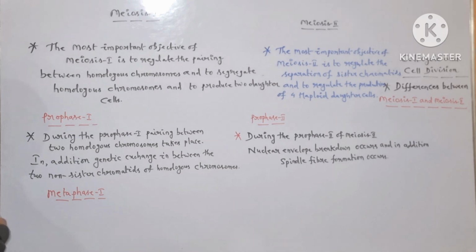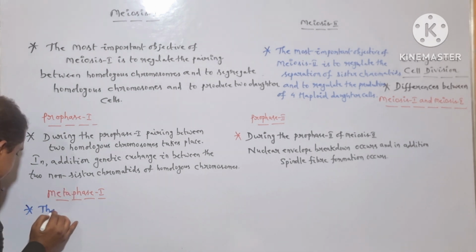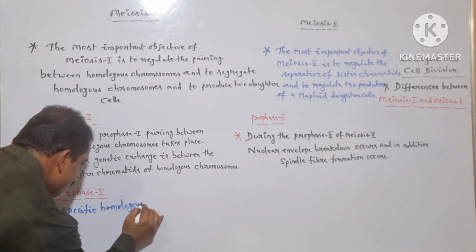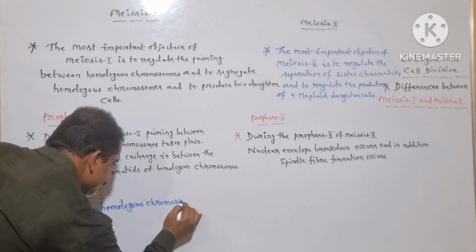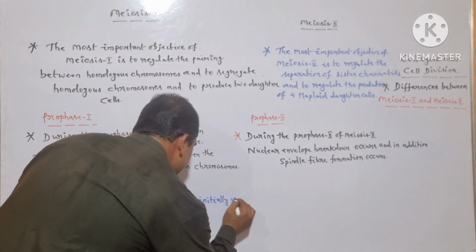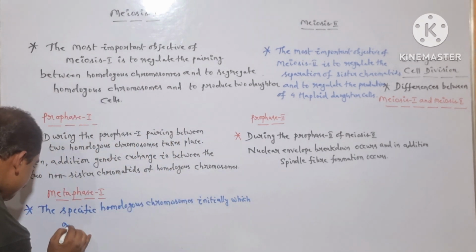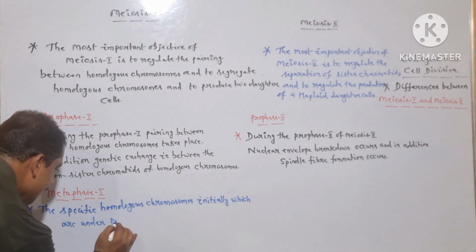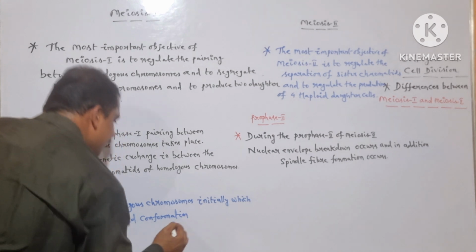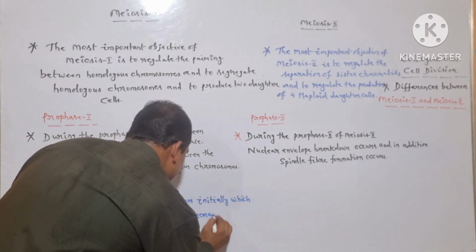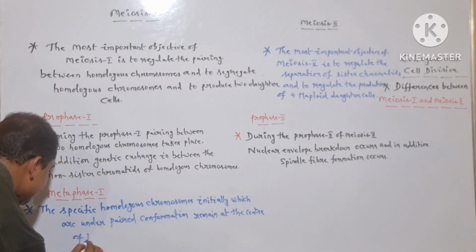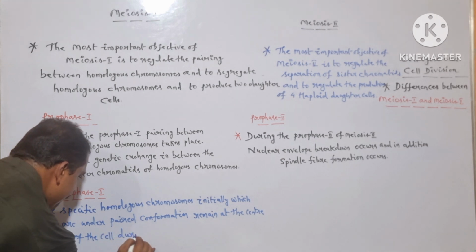So let me write it here. The specific homologous chromosomes initially which are under paired conformation remain at the center of the cell during metaphase 1.